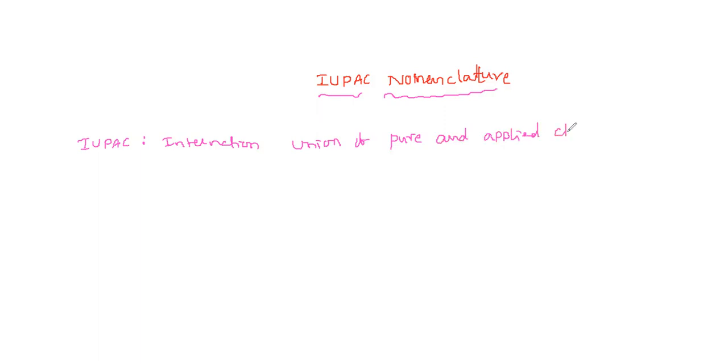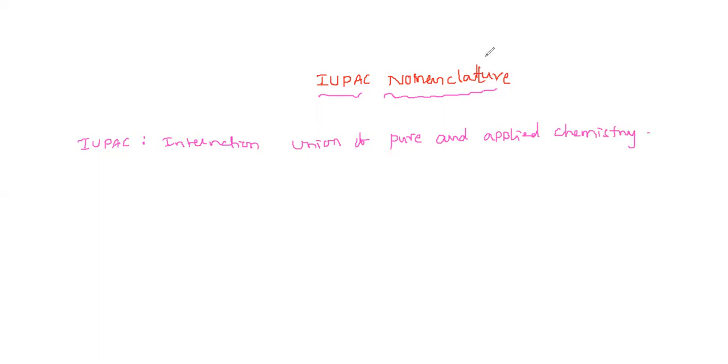Now we start that, we discussed that IUPAC nomenclature. So what is the abbreviation of IUPAC nomenclature? IUPAC means International Union of Pure and Applied Chemistry. This is the abbreviation of IUPAC.